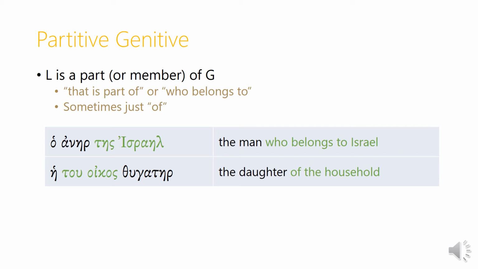What's the relationship between daughter and house? Well, probably it's that the daughter is part of the house, in the sense of the household. So we might say the daughter of the household, or the daughter who belongs to the household. Not in the sense now of possession, but in the sense of being a part of the larger whole.